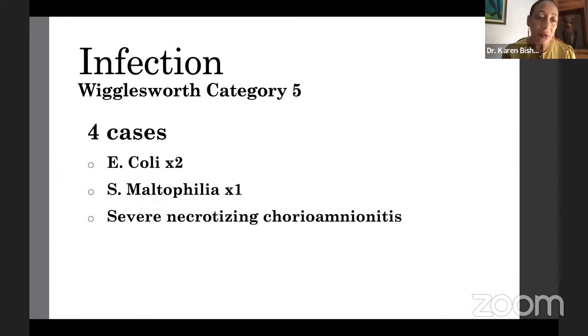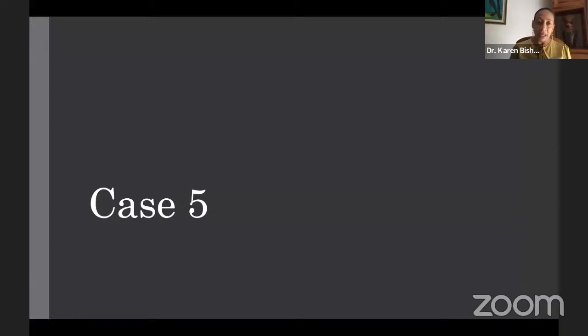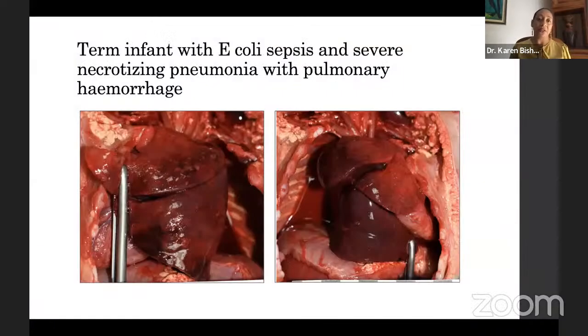So one of the babies with E. coli had severe necrotizing pneumonia. I think I'm going to show you that baby. Yes, so term baby, E. coli sepsis, and along with that was severe necrotizing pneumonia. One of the worst cases I've seen in a long time. A lot of the lung was lost and a lot of hemorrhage was there in association with that.